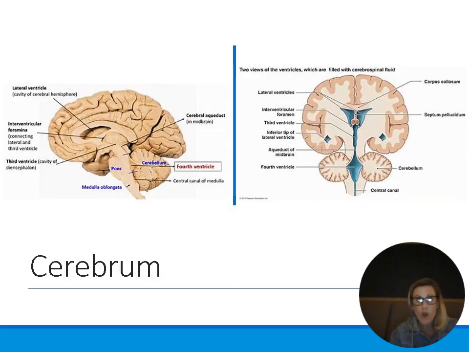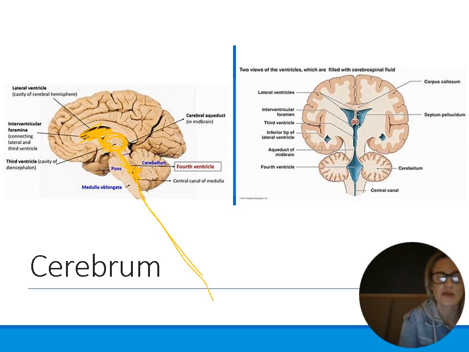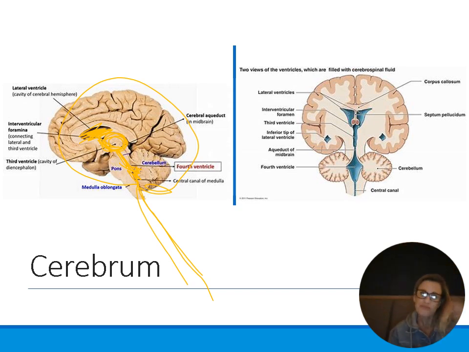Here you can just see these open areas. This is the lateral ventricle right here. And then we go down through the interventricular foramen, and there's a little chamber here called the third ventricle. Then we go through the cerebral aqueduct and into the fourth ventricle. From there, the fluid goes down through the central canal of the spinal cord. Cerebrospinal fluid does also exit and come around the outsides of the brain and spinal cord as well.